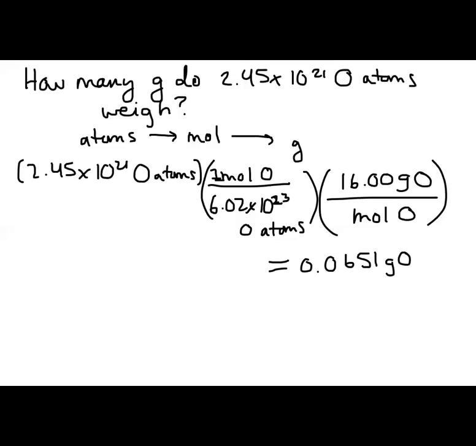Can anyone tell me why this does or does not make sense? Yes. He said the atoms are less than a mole. The amount of atoms we started with is less than a mole of atoms, so our mass is going to be less than a molar mass of oxygen. Any questions?